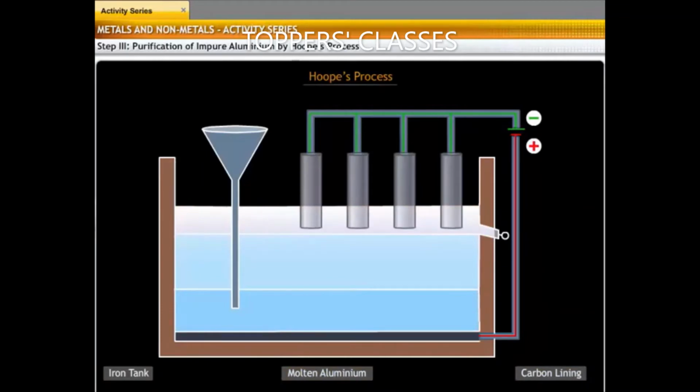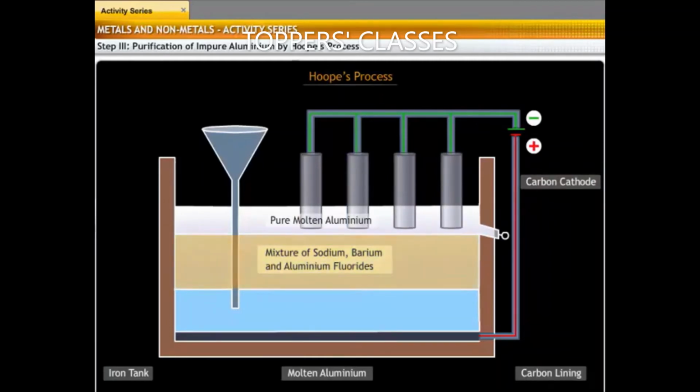The upper layer of the electrolytic cell consists of pure molten aluminium with a series of carbon rods that serve as the cathode. The middle layer or the electrolyte layer consists of a molten mixture of sodium, barium, and aluminium fluorides. The third layer is the bottom layer. Along with the carbon lining, it acts as the anode for the electrolytic cell. The bottom layer contains impure molten aluminium obtained from Hall and Heroult's process.